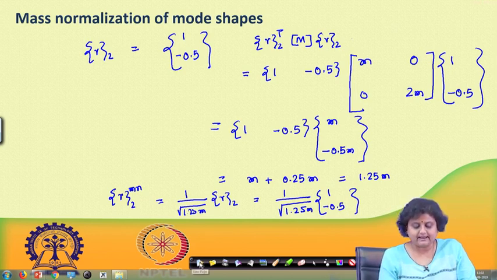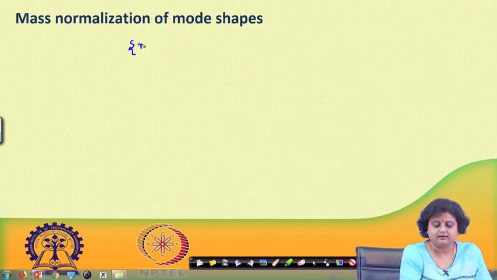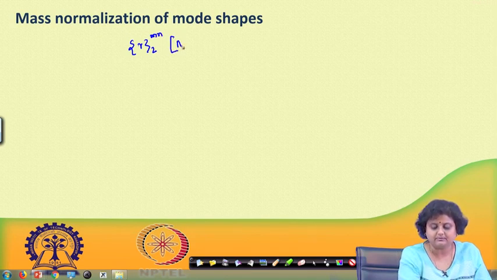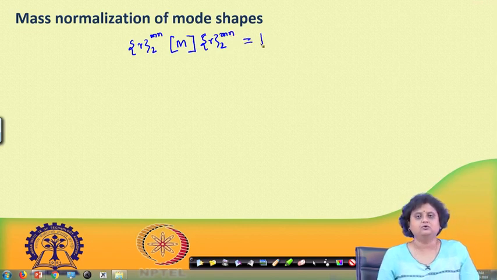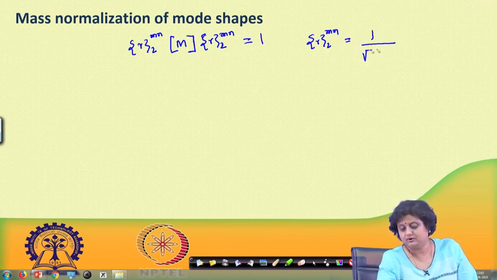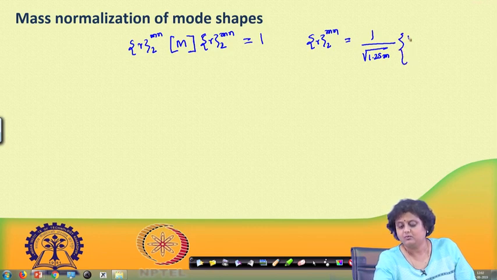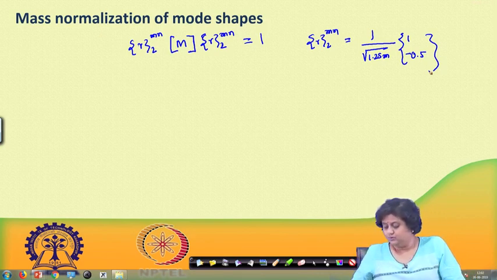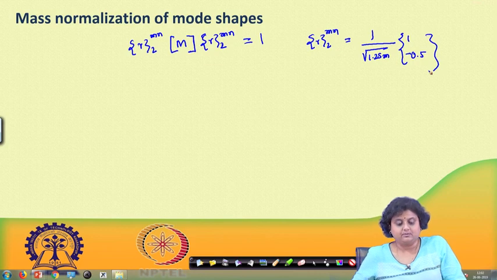Now, we can again evaluate the expression R2 mn into mass matrix M into R2 mn, and that should be equal to 1, okay, where R2 mn is 1 by root over 1.25 m into 1 and minus 0.5. Okay. So, this is going to be the solution for the mass normalized mode shape.